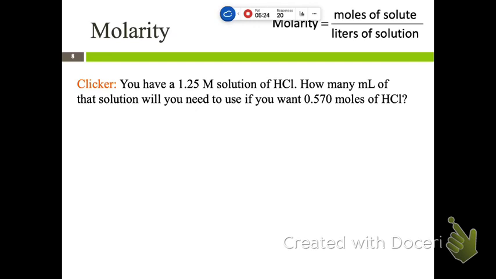So think about how you can use that conversion factor. Could you show me how you do this as a conversion factor?